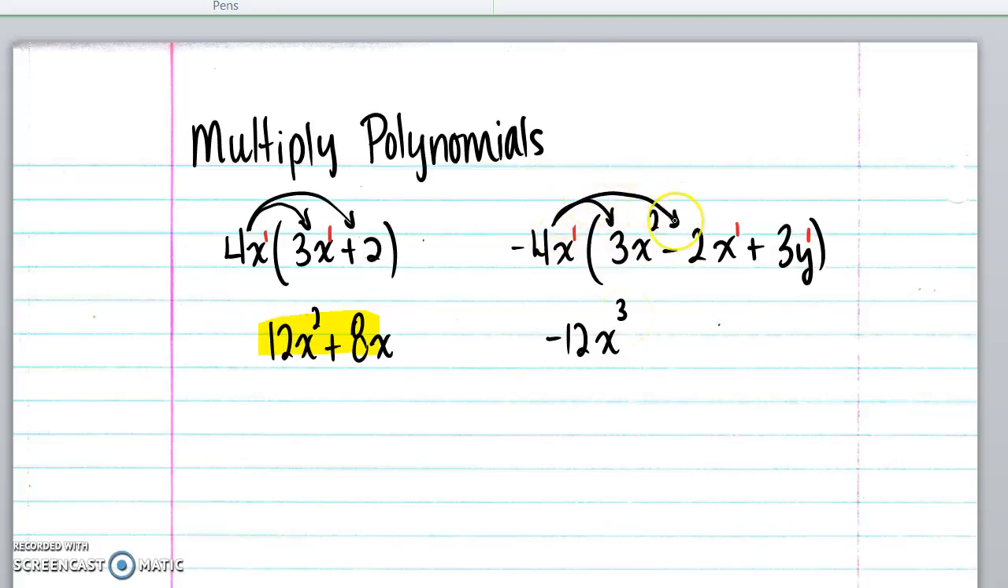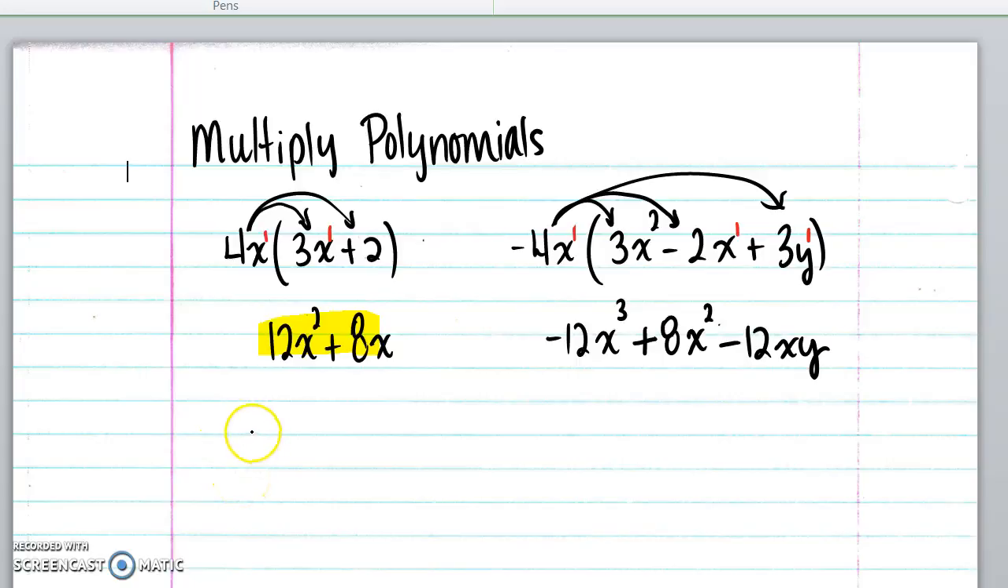Then negative 4x times negative 2x is positive 8x squared. Negative times negative is positive. Negative 4x times 3y is negative 12xy. When you multiply two different variables, you just write them next to each other in alphabetical order.